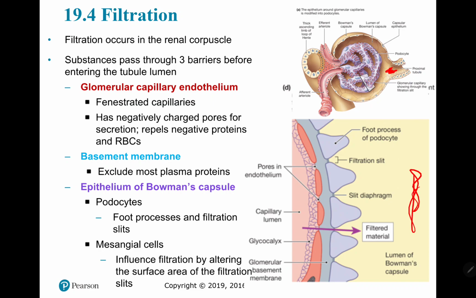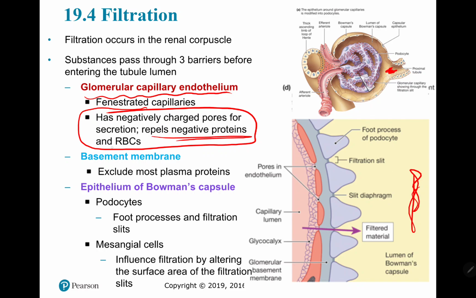So it's going to have to go through that fenestrated capillary, right? That glomerular capillary endothelium. So this is the endothelium of the actual blood vessel wall, the endothelium of the glomerulus capillary, right? And this capillary endothelial wall is going to have negatively charged pores, right? And remember, these negatively charged pores in this wall are going to repel those negative proteins. It's going to repel those red blood cells. So thus, you're not going to find negative proteins and red blood cells passing through, because it's inhibiting them from passing through, right?